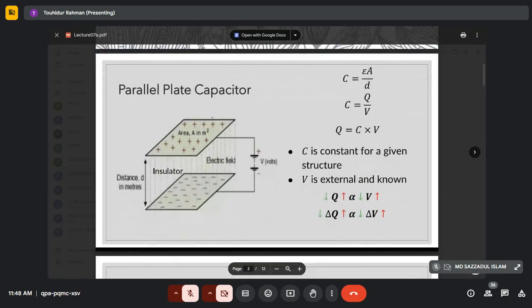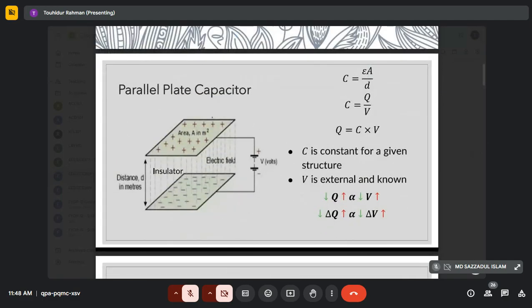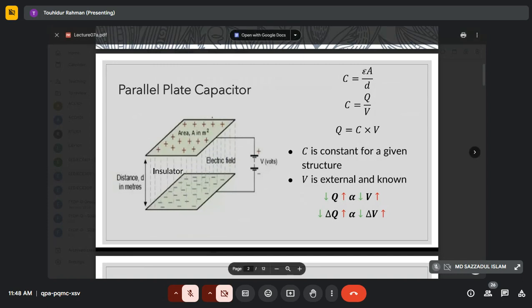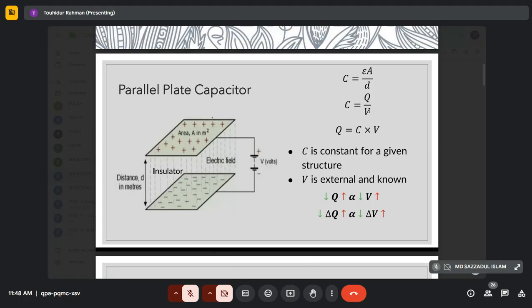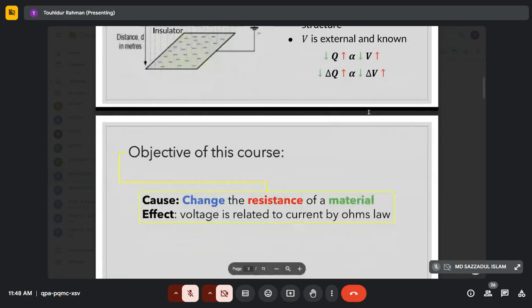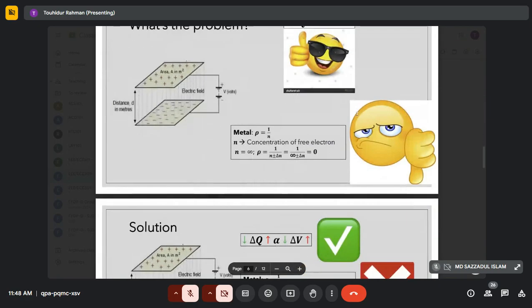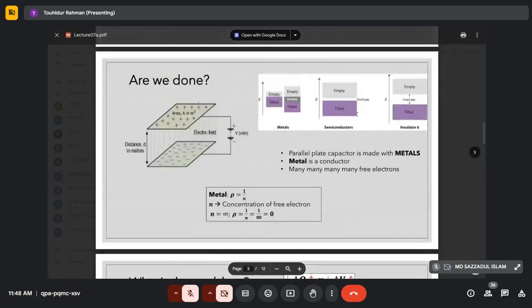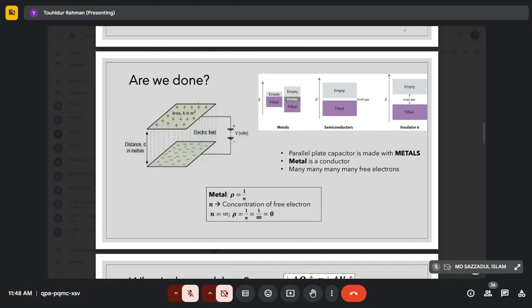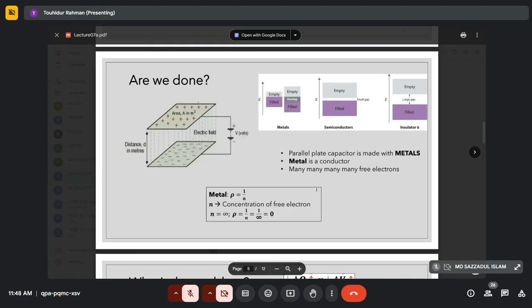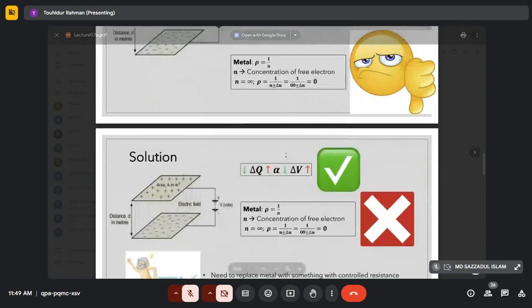All right. Again, from the very first slide, what will happen if we change epsilon, A or D, and how does that change affect Q and V? This one, actually, this one, and this one also. How can we change the resistance of one of the parallel plates in this structure? We have to explain it in terms of carrier concentration, then the Venn diagram, etc.